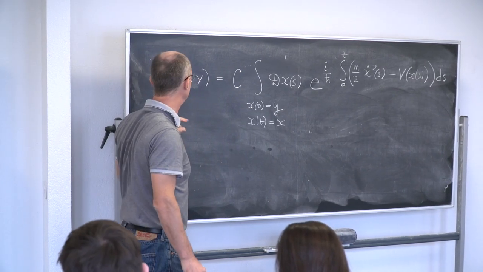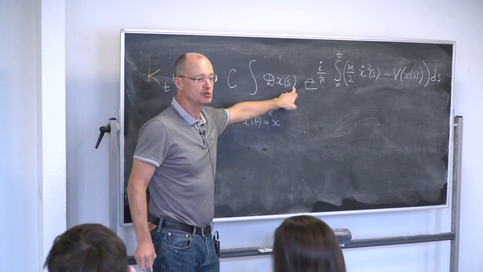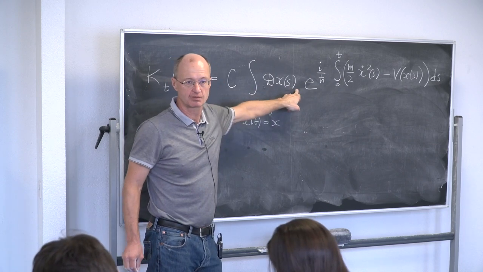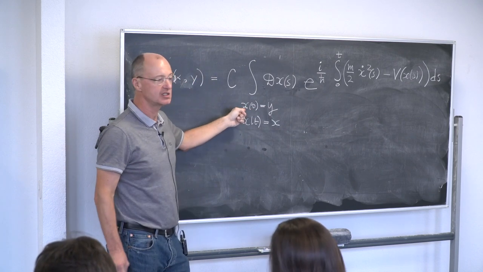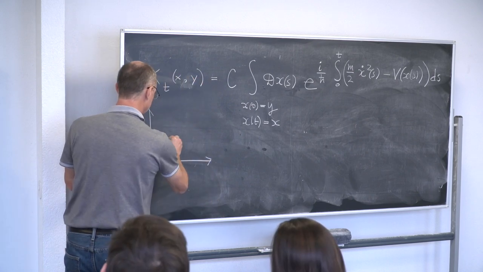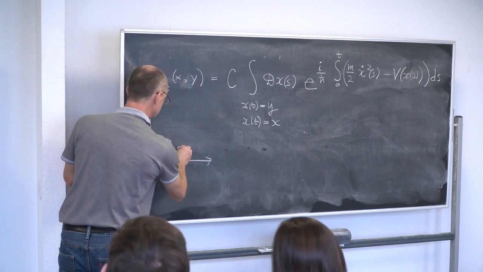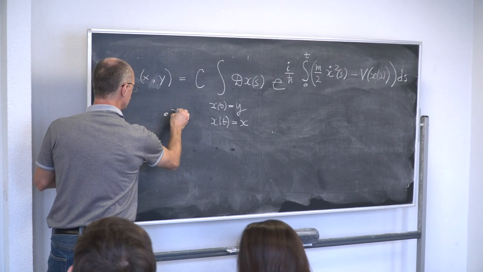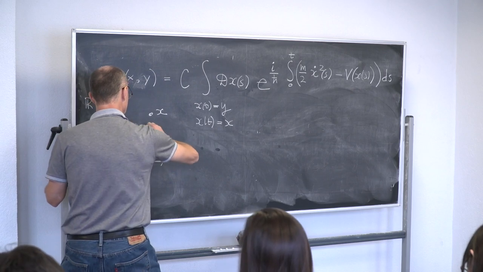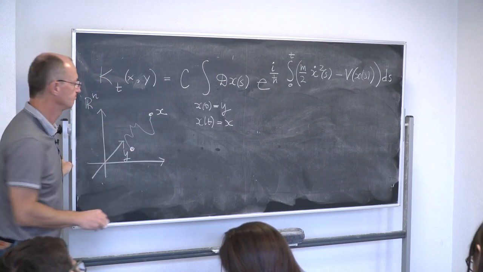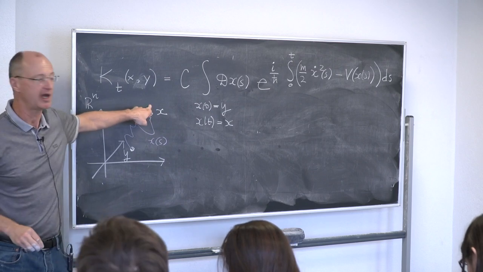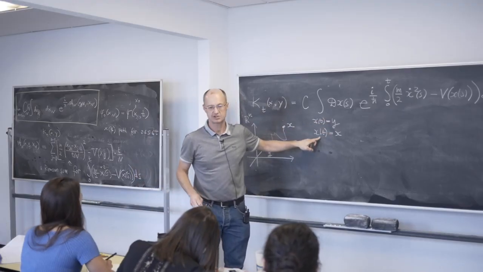The conjecture is that on the space of paths there is a measure that we denote here dx of s. And, well, we consider paths which start at some point. So let's say, that's our space Rn. That's our points x and y. So we consider all possible nice paths x of s, which travel between y and x from time 0 to time t.